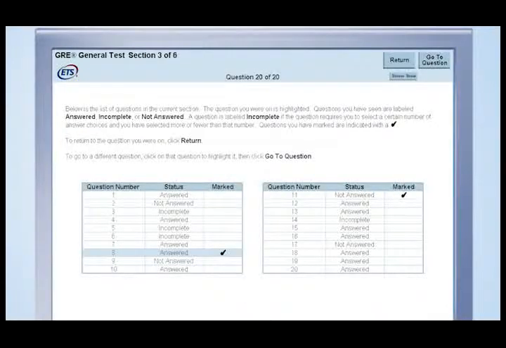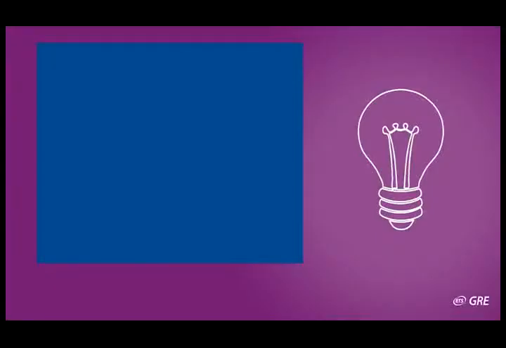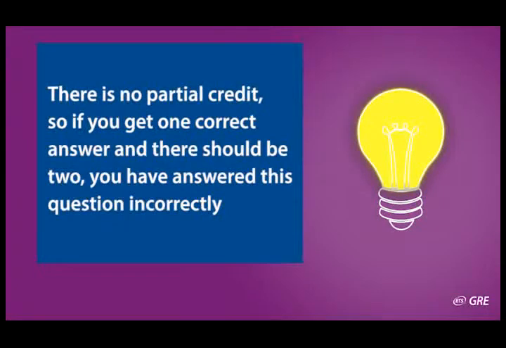When you view this question on the review screen, it will indicate that you have answered the question after you select just one answer, even though more could be needed in order to completely answer the question. Another important point: there is no partial credit. If you get one correct answer when there actually should be two, you have answered this question incorrectly.